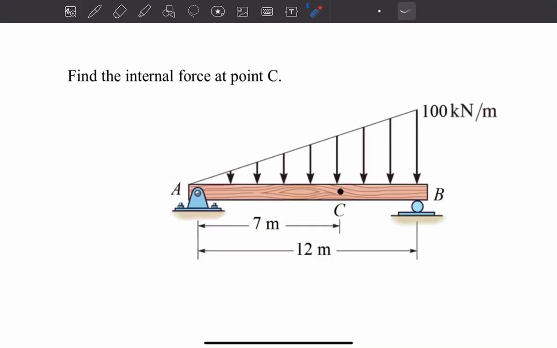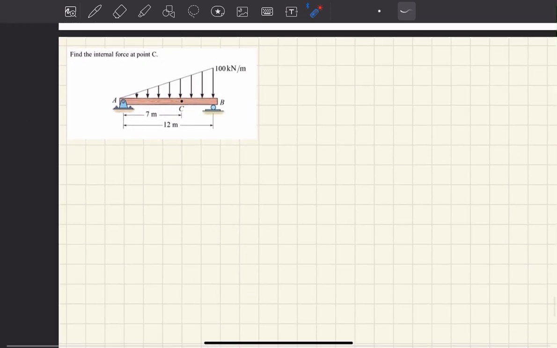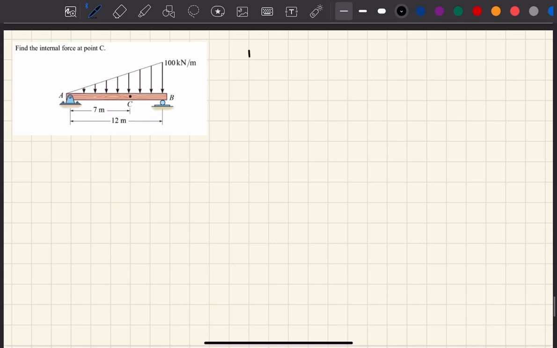Welcome to the ninth example in review of statics. The question reads, find the internal force at point C. And we're given this beautiful diagram right there. In terms of givens, I don't think there's much you can write here. I'll just say diagram. If we think of any notes, we'll come back.